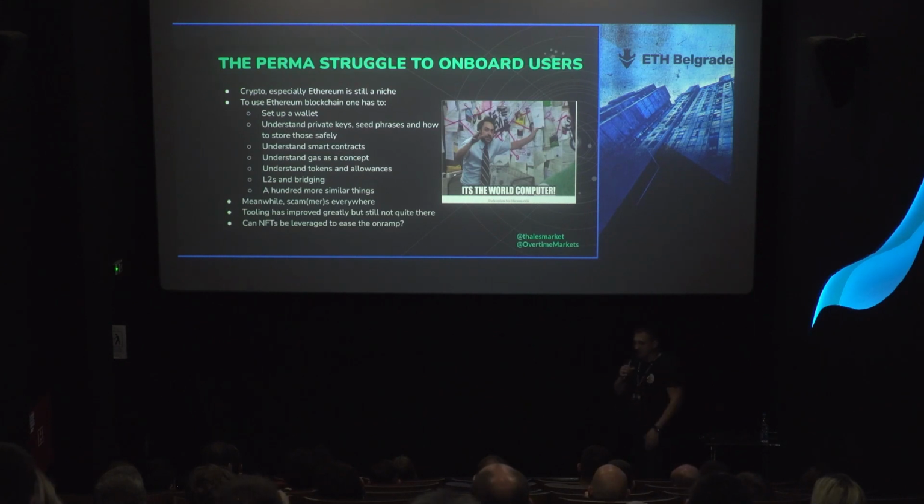To get into the Ethereum blockchain, you need to set up a wallet, which means you need to understand what private keys are, what a seed phrase is, how to protect those. Everyone's out to get your seed phrases. I think that's a given. You need to understand smart contracts as a concept, how to interact with them. What's gas? You need to pay for every transaction, and if you're not looking, you can end up paying $1,000 for a transaction when gas spikes. You need to understand tokens, allowances, how to protect yourselves out there.